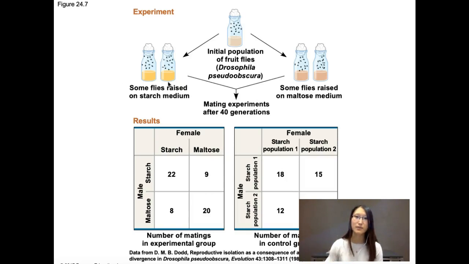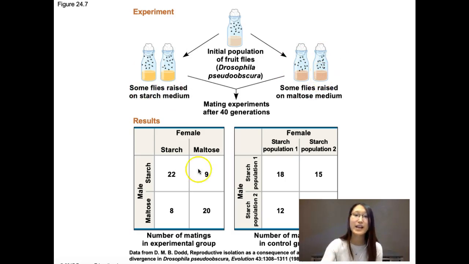So here's another experiment showing you how exactly this works, or this could work within a lab. So we have an initial population of fruit flies, which are called Drosophila, and this one population of fruit flies are separated and raised at two different environments. We have fruit flies raised on starch and some fruit flies raised on maltose, which is a different type of sugar.